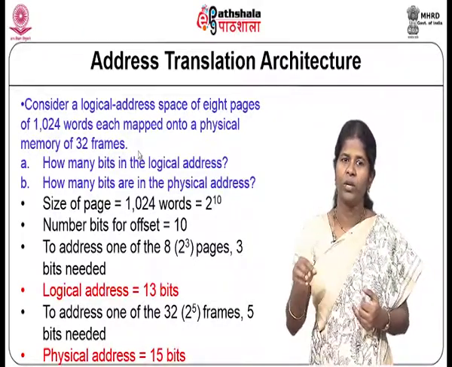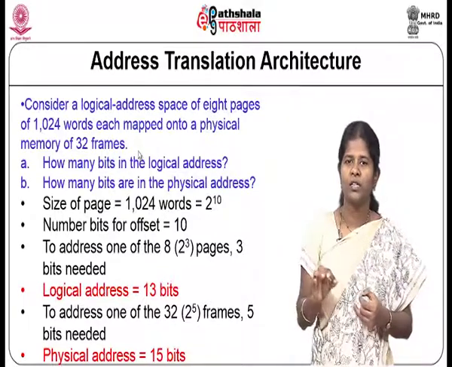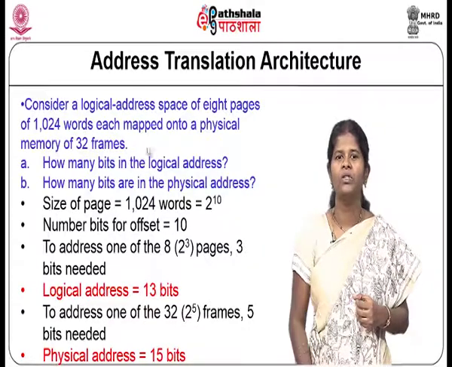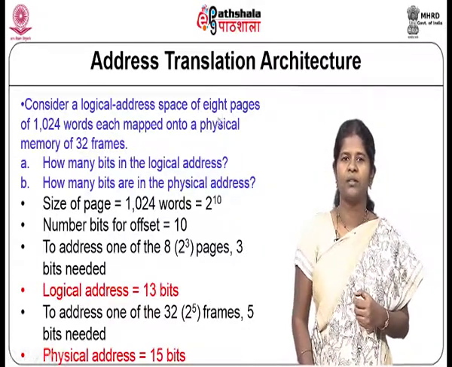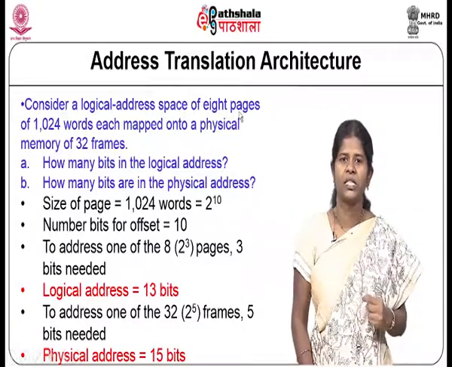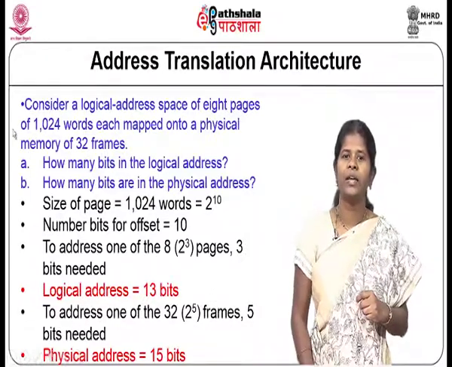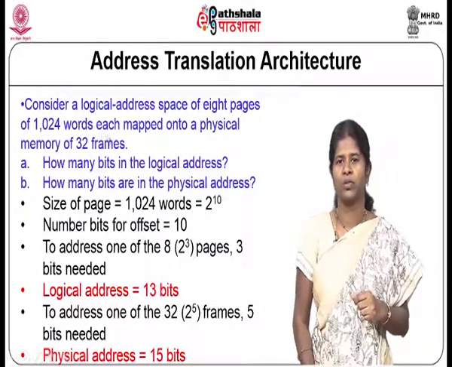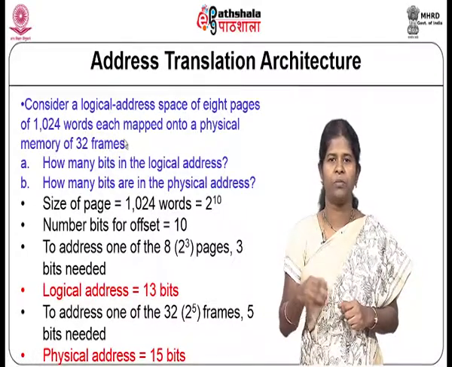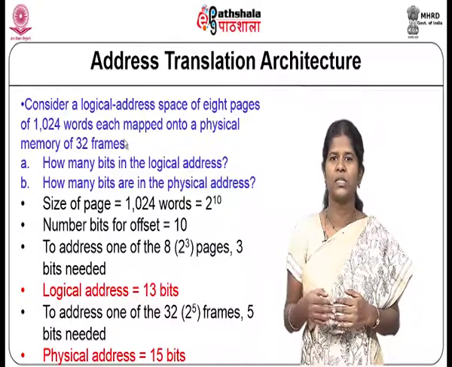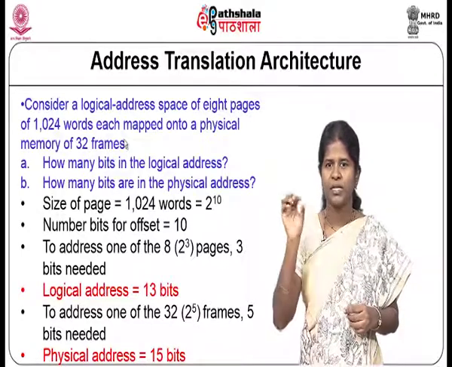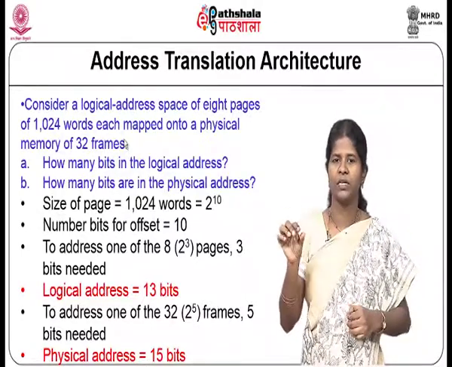How do you find out how many bits will go into the offset? For that you need to find out the page size. So, what is the page size that is given here? He says the logical address space has got 8 pages, that is the number of pages is 8 and each page is of size 1024 words. So, the size of the page here is 1024. 1024 can be expressed in powers of 2 as 2 power 10. So, since 1024 is equal to 2 power 10, 10 is the number of bits that should be used for the offset.